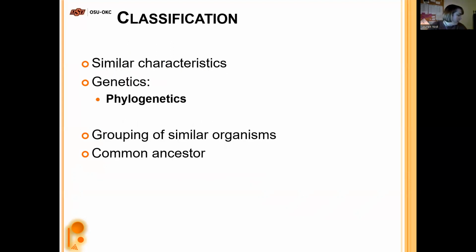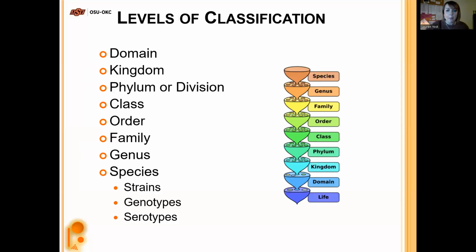How else would we classify things? Based on similar characteristics, and then based on genetics, typically. So we have phylogenetics, which uses the genetic makeup of an organism and its similarity, often of the ribosomal subunits, which we will introduce as well, and groups things based on how related they are, literally the percent similarities. So we'll group similar organisms based on their genetics, as well as if they have common ancestors, from what we can tell, usually genetically, okay?